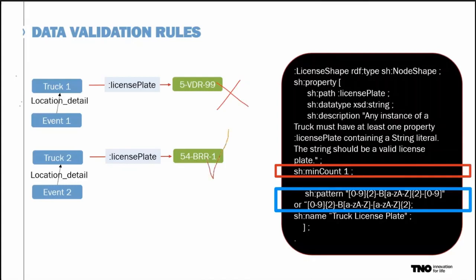And then the constraints, the data validation rules provide a report on the validity of the data. And you can say that this event is not valid because, for example, the truck does not have a valid license plate. And that is how we check the constraints of the data.